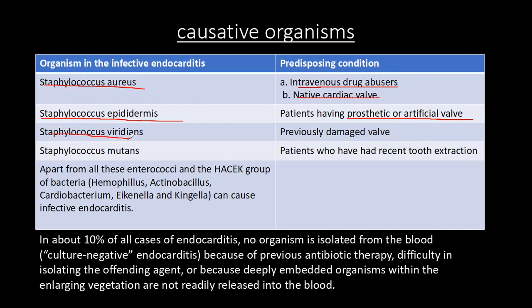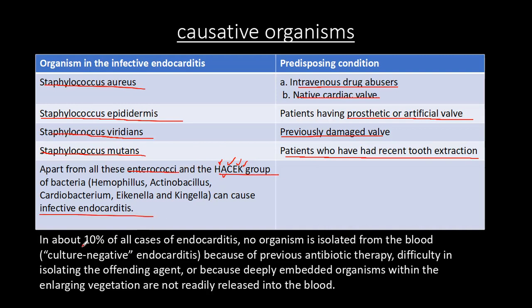Now, Streptococcus viridans requires a previously damaged valve, so it causes subacute endocarditis. Streptococcus mutans occurs in patients who have had a recent tooth extraction. So if the patient comes and you notice the patient has endocarditis after a dental procedure, you want to suspect mutans. Now, apart from those, we have enterococci and the HACEK group, namely H for Haemophilus, A for Actinobacillus, C for Cardiobacterium, E for Eikenella, K for Kingella. Okay, those can also cause infective endocarditis.